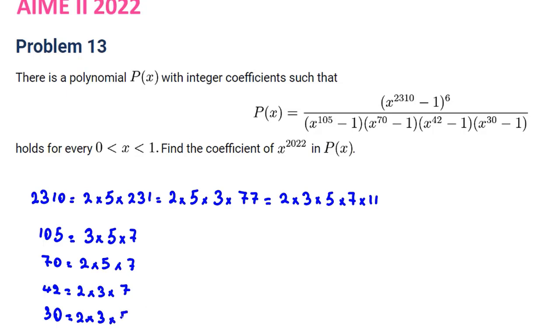If you pay attention to the prime factorization of these numbers, we will see that 2310 is a multiple of all these numbers. So this power is a multiple of this one, of this one, of this one, and of this one. And it is important. Why? Because of an important and basic identity.